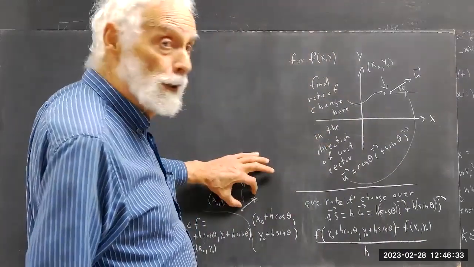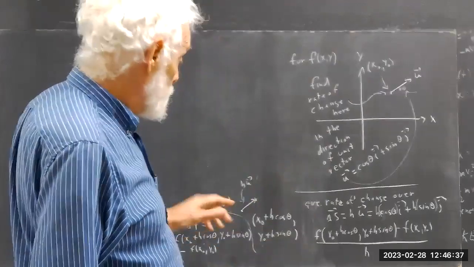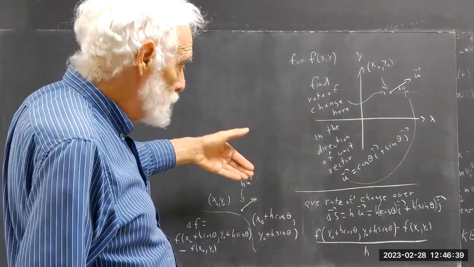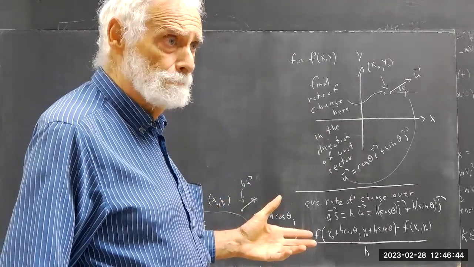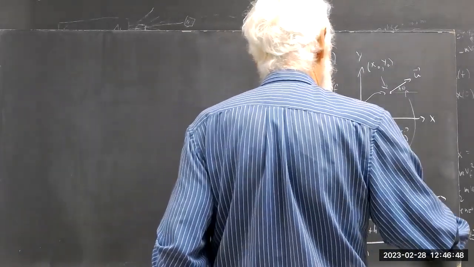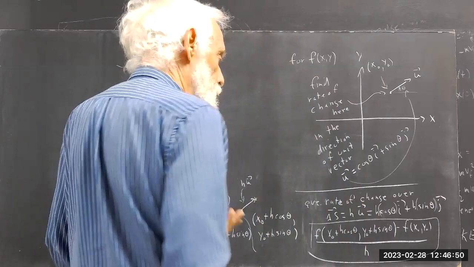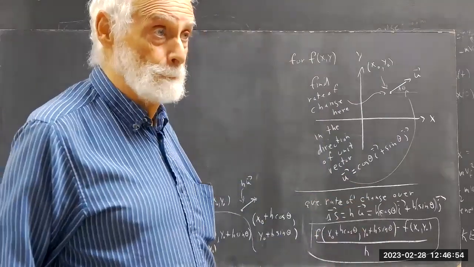So we go this far, we get this much change. The average rate of change is how much F changed, how far we went, divided by how far we went. That makes sense? So there's our basic idea of the average rate of change, and then the instantaneous rate of change is just the limit of this as H approaches zero.